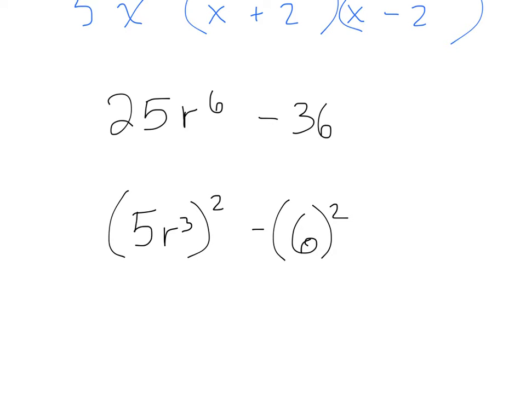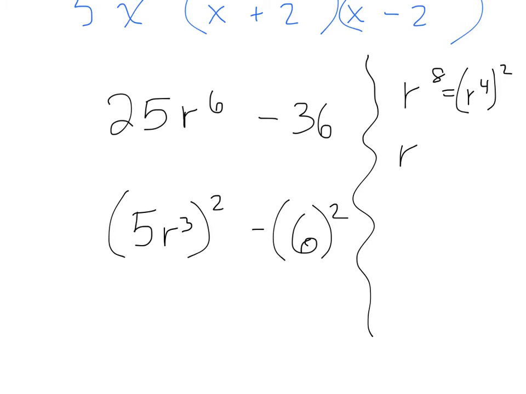R to the 8th. Isn't that r to the 4th to the 2nd? Because 4 times 2 is 8. R to the 10th is r to the 5th to the 2nd. I'm going to write this down so you see it. Okay, side note. R to the 6th we did already. R to the 8th is really r to the 4th squared. R to the 10th is really r to the 5th squared. R to the 20th is really r to the 10th squared.